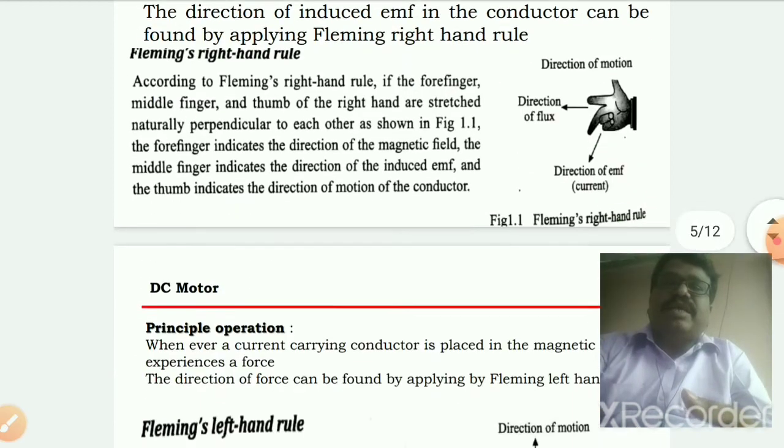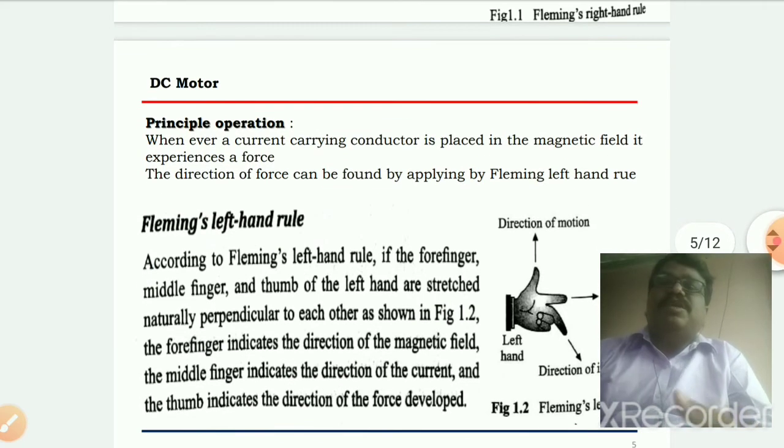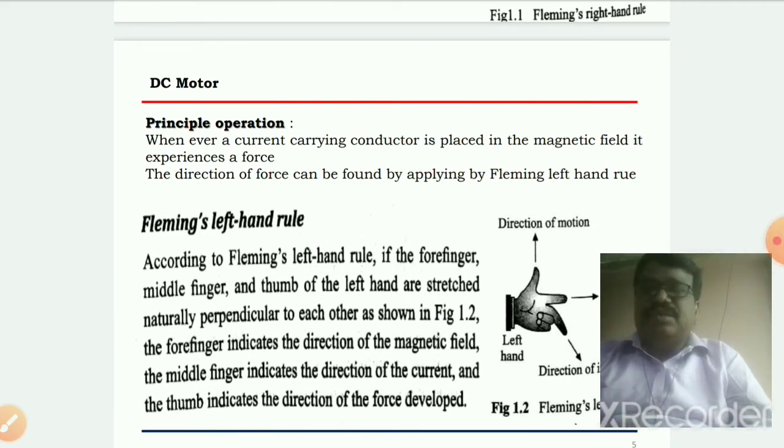Now next is the principle of operation of a DC machine as a DC motor. The DC motor principle is that whenever a current carrying conductor is placed in the magnetic flux, it experiences a force or torque. The direction of torque developed in a conductor can be found by applying Fleming's left hand rule.